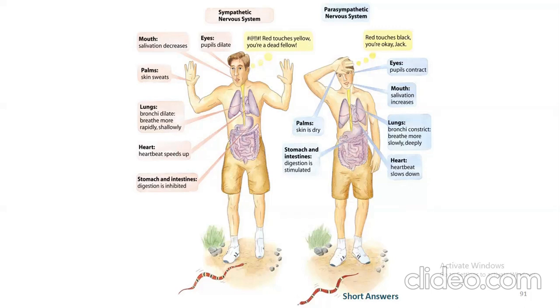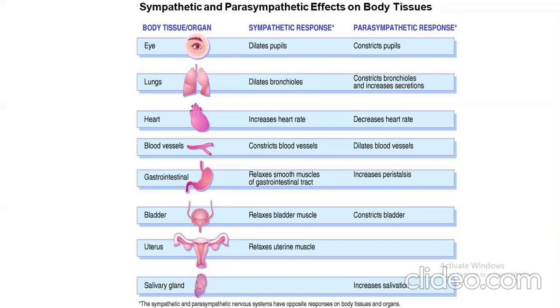Next one is the parasympathetic nervous system. In that the eyes get contracted, in the mouth salivation increases, lungs and bronchi constrict, breathing is more slow and deep. Now the heartbeat slows down and the palm skin gets dry, and in the stomach and intestine digestion is stimulated. Now here is the difference between the sympathetic and parasympathetic nervous system.